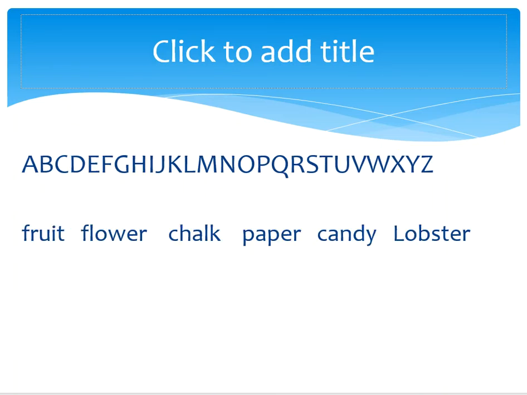Now here's the last part today. This is a list of several words. These are 6 different words. And notice I capitalized the letter L in lobster simply because sometimes it's hard to tell L from I. Fruit, flower, chalk, paper, candy, lobster.